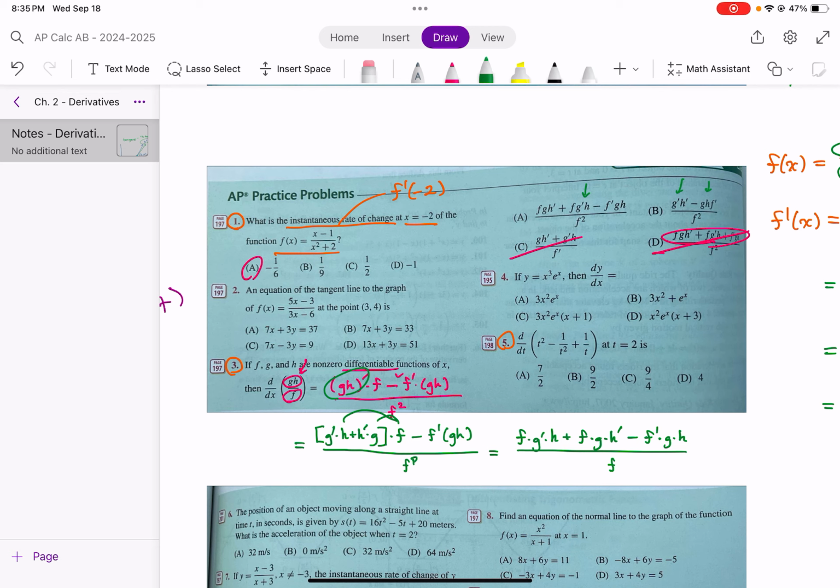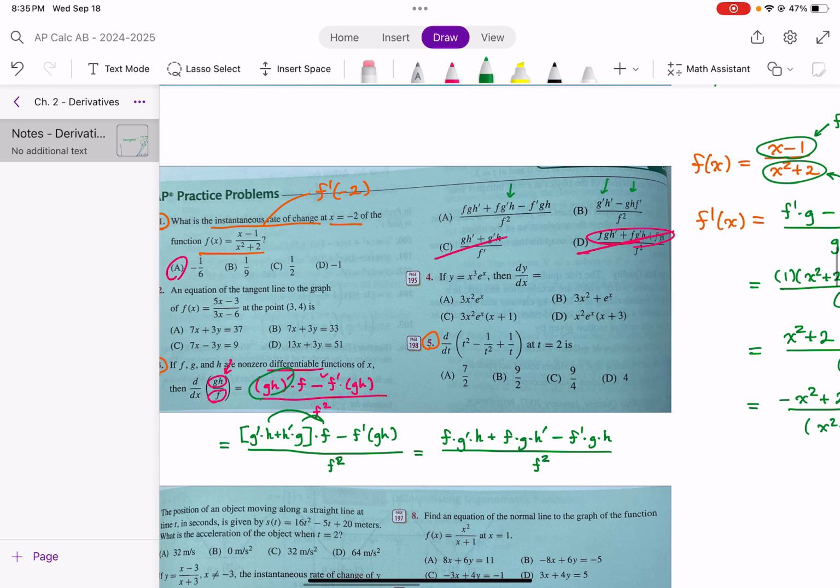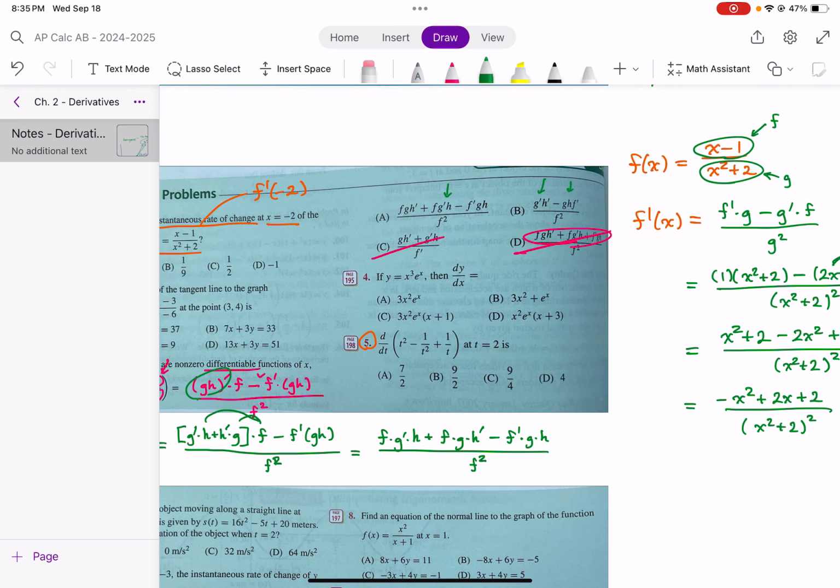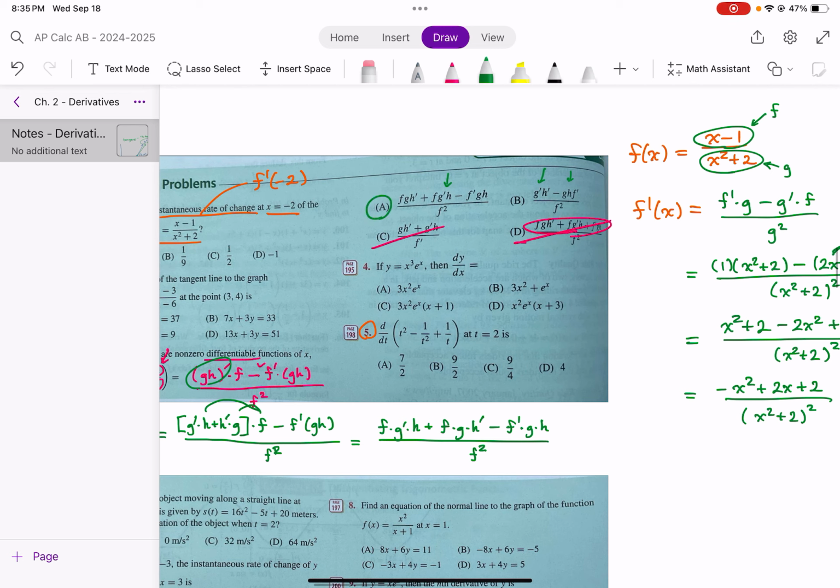Did I not put squared here? Oh, that's interesting. F squared on the bottom. Which one is that? That is answer choice A. Answer choice A. Yeah. So there we go. That was a long problem.